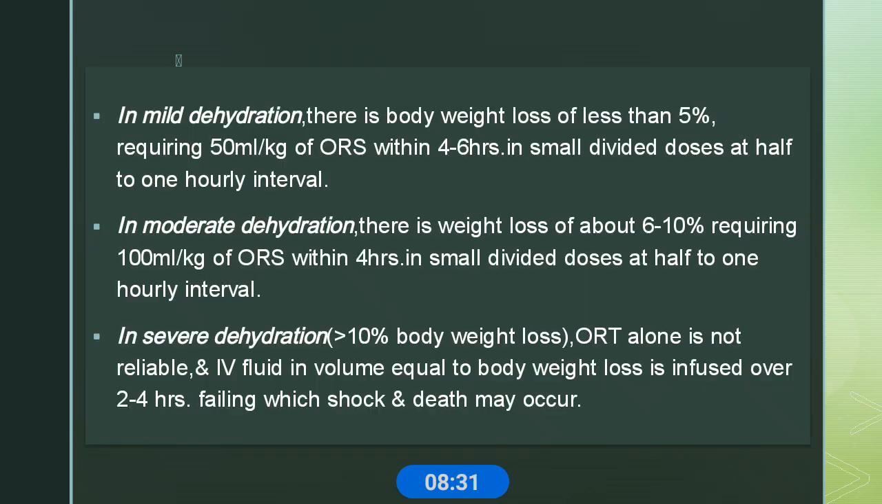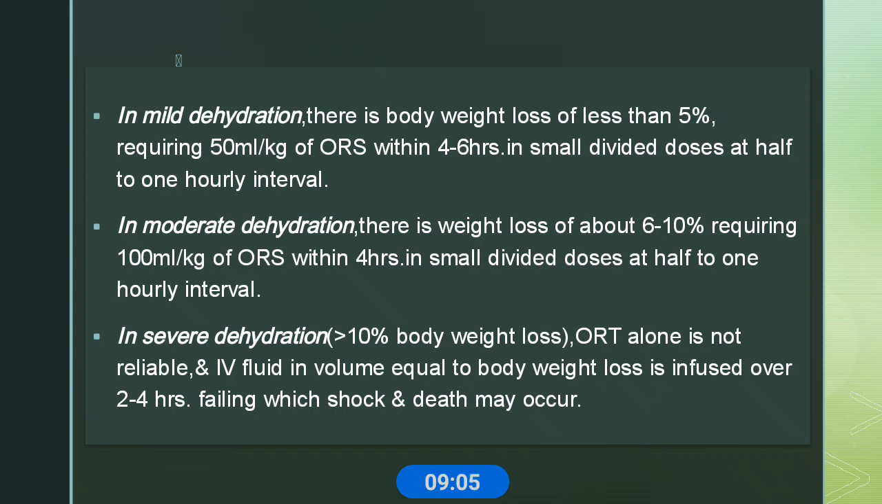Okay. In mild dehydration, when the body weight loss is less than 5%, we require 50 ml per kilogram of ORS within 4 to 6 hours, given in small divided doses at half to 1 hour intervals. In moderate cases, if there is a weight loss of about 6 to 10%, it requires 100 ml per kilogram of ORS within 4 hours in small divided doses at half to 1 hourly intervals.